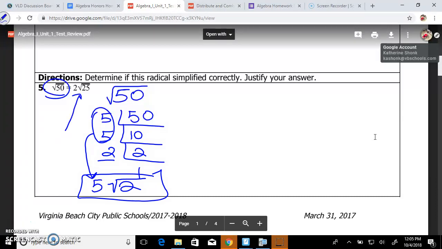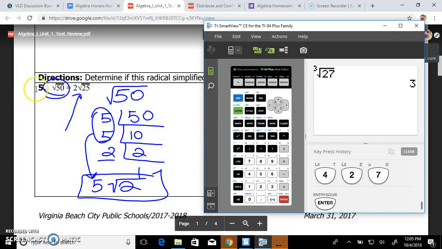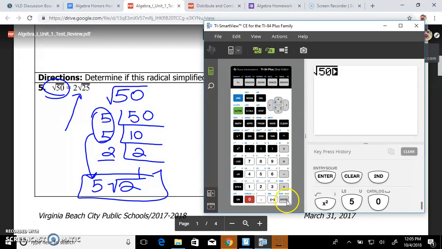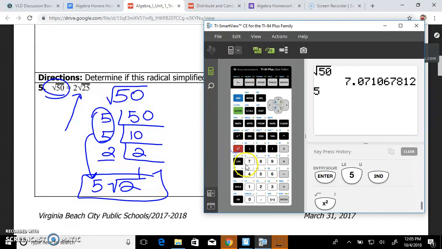So 5 root 2 is what we get. They're saying that the answer should be 2 root 25. Now you can definitely check your work. I would also pull up my calculator and check to see if what I got matches what we started with. So we started with the square root of 50. I'm going to clear this. And let's do second square root of 50. And we get that 7.07. Let's see what we get when we do 5 square root of 2. Awesome, we get the same number. Let's see what we get when we do their answer, 2 square root of 25.